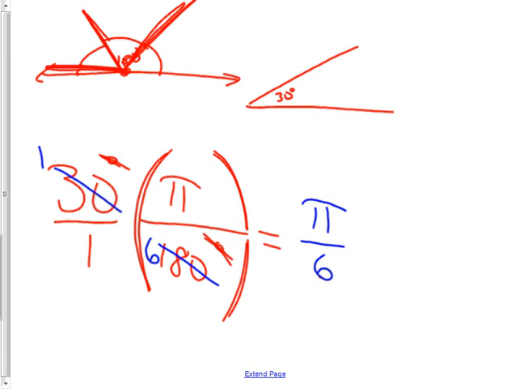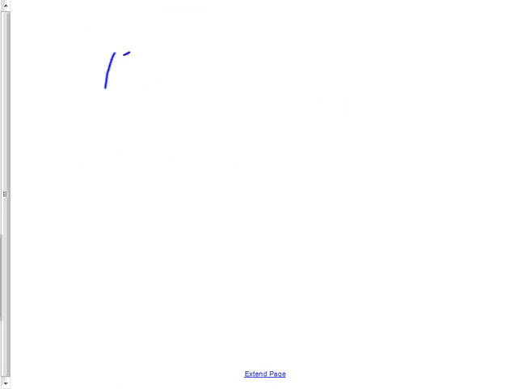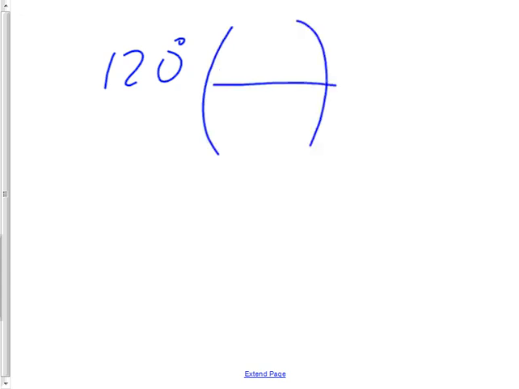A typical question on your homework says, take 120 degrees and change it to radians. And you just have to remember, oh, the teacher said to multiply by a fact. And it's 180 goes with what?